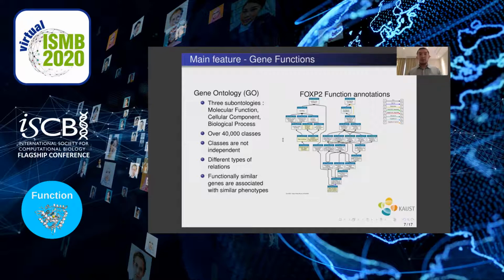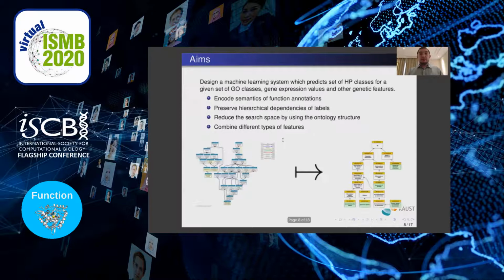Gene ontology is very large and has many classes, and those classes are also not independent, and they stand in different kinds of relations. And our main hypothesis is that functionally similar genes should have similar phenotypes. And based on this, we would like to build a model that can predict phenotypes from functions.